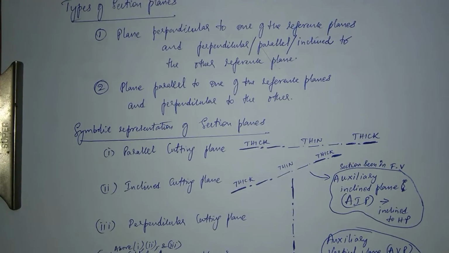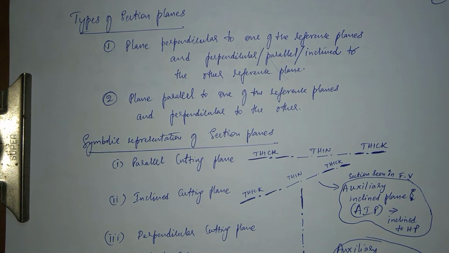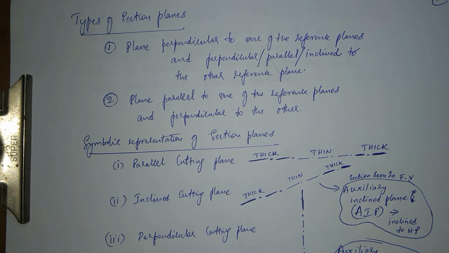So talking about the types of section planes, we do have several types of section planes. Let us discuss what a section plane is. A section plane is an imaginary plane. It is assumed that you are cutting at a certain point and then you get a certain view of that particular component, like how many edges are there, how many sides are there, and what are the hidden details inside that particular component is what we want to know.